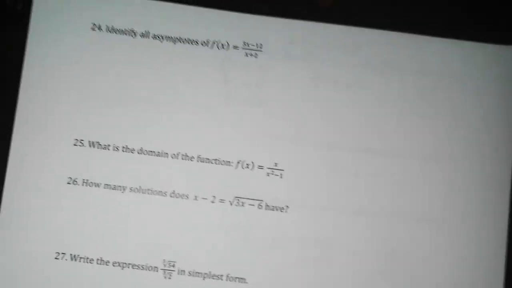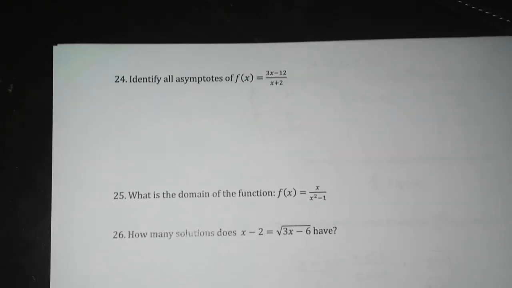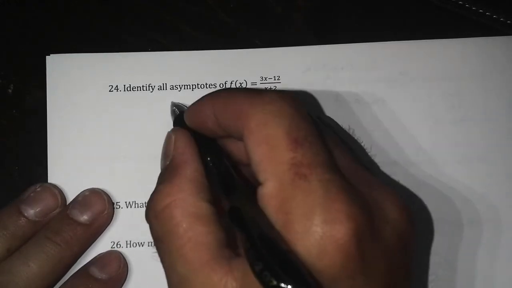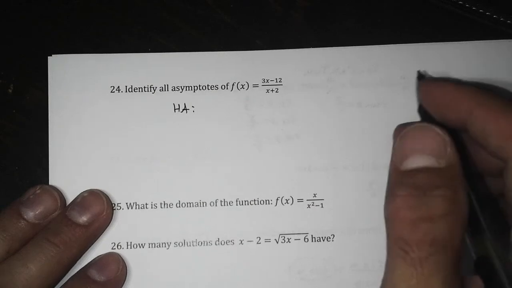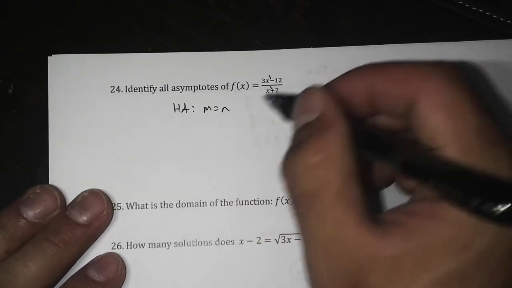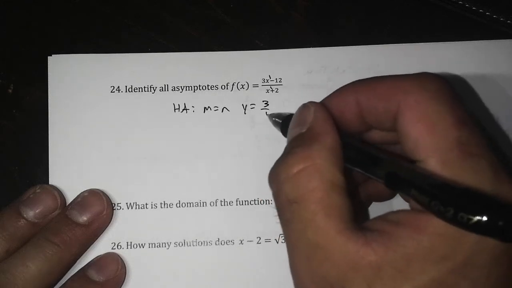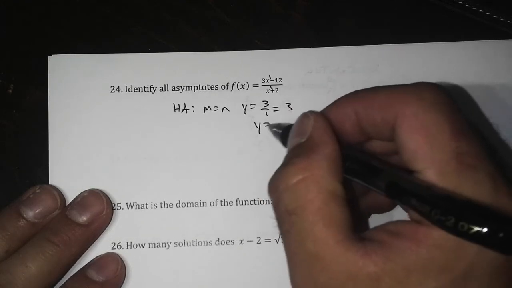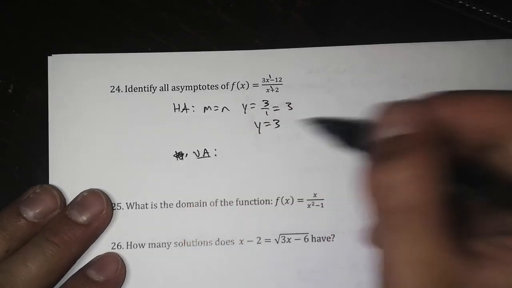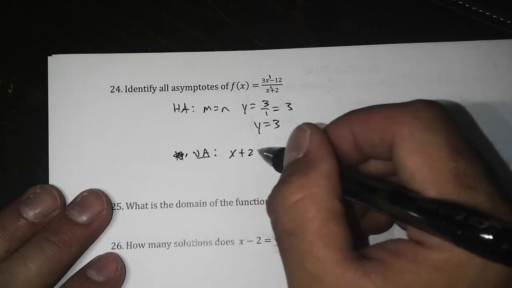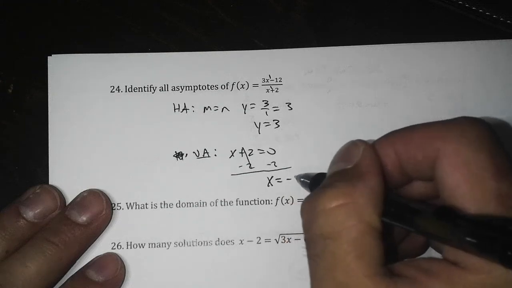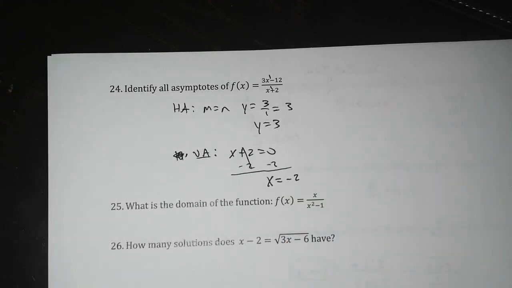This next problem, 24, is very similar to what we just did, just a different equation. So we'll look at each horizontal asymptote first. So the degrees, once again, m is equal to n, 1 and 1. So y equals 3 divided by 1, which is 3. Horizontal. My vertical asymptote, so the denominator equal to 0 and solve.